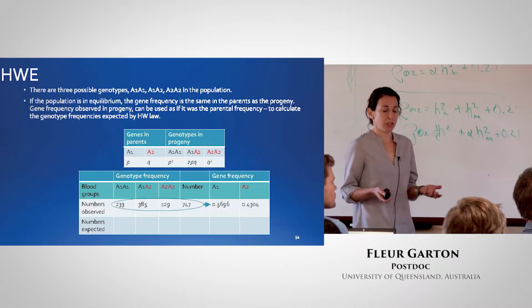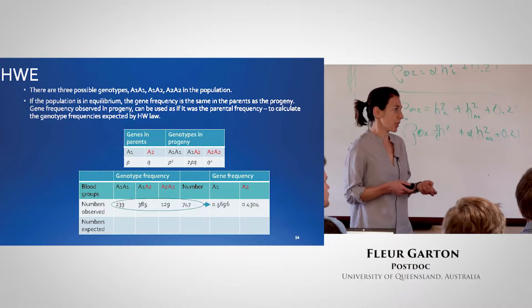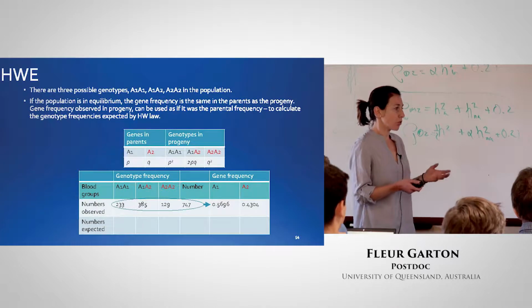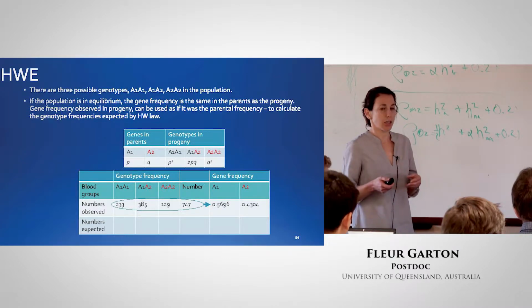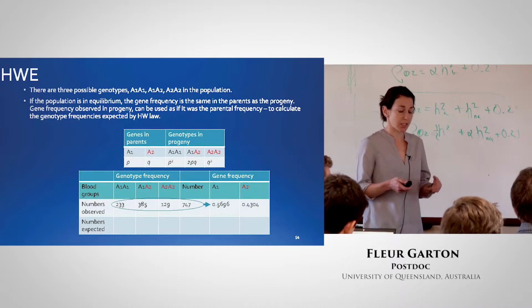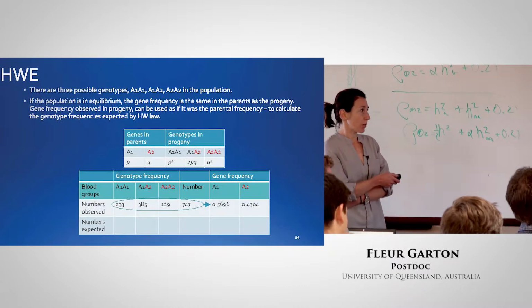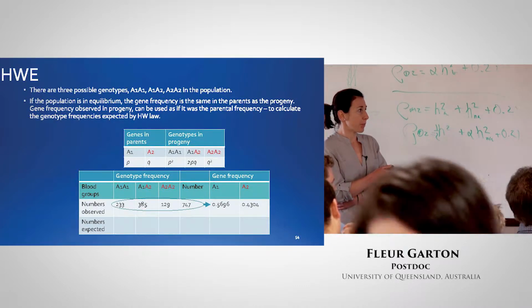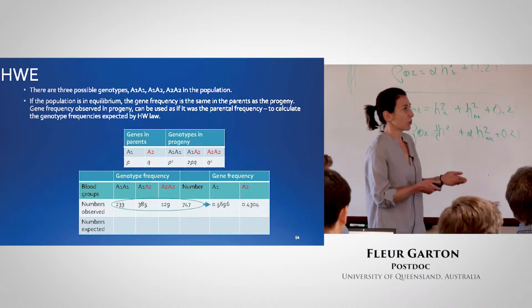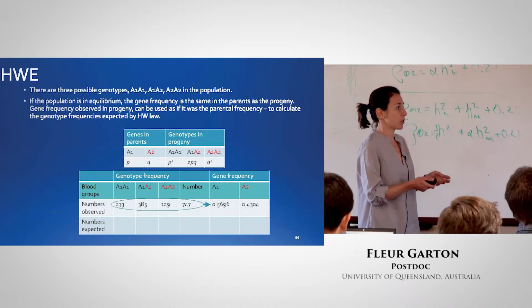I don't know if any of you have been exposed to this, but I can show you how you can actually address this question, whether these genotype frequencies are actually in Hardy-Weinberg equilibrium. So there are 3 possible genotypes, as I've just shown you, in this particular population.